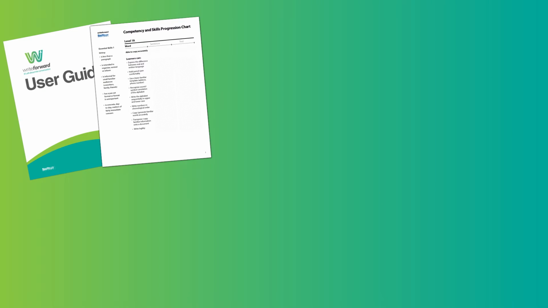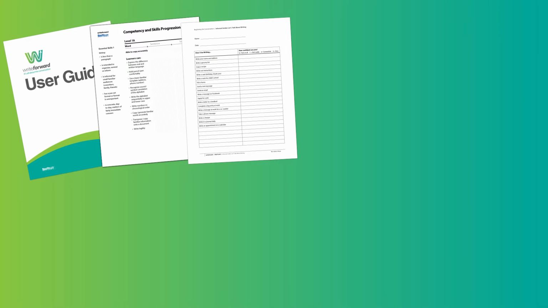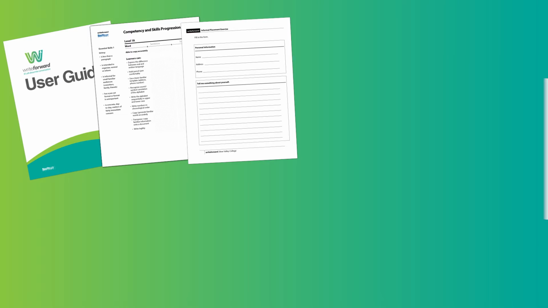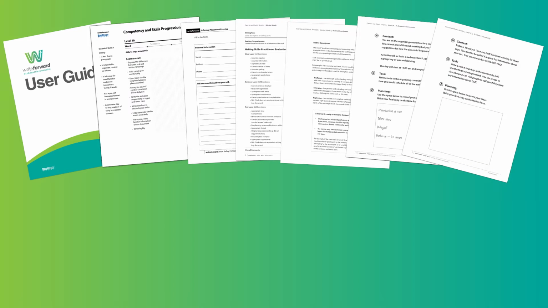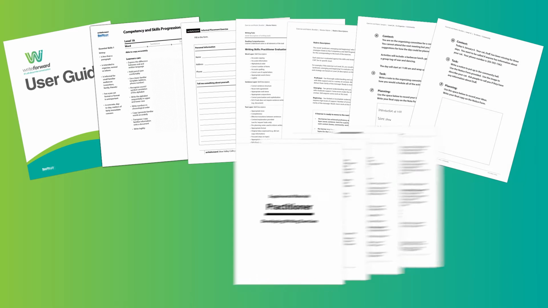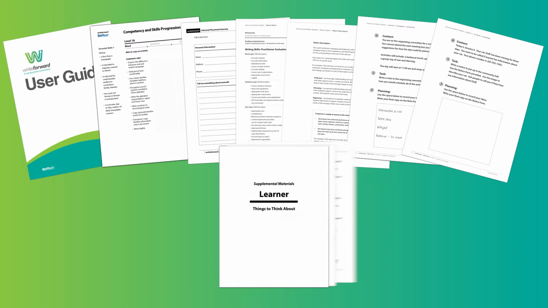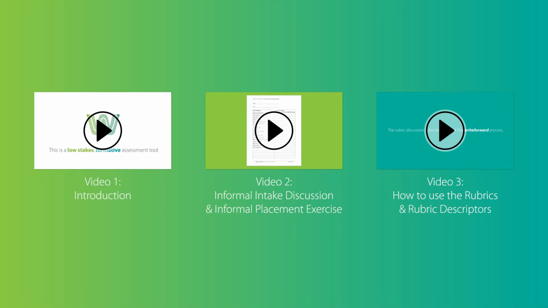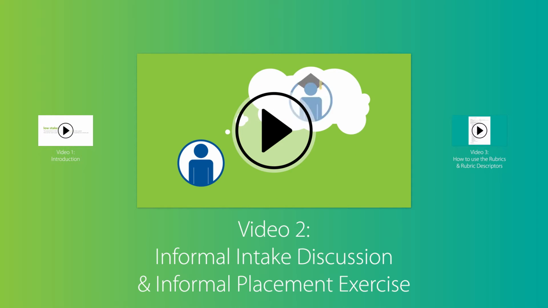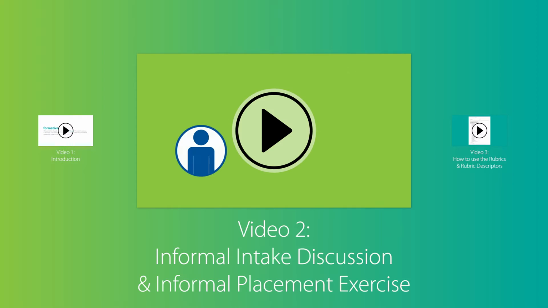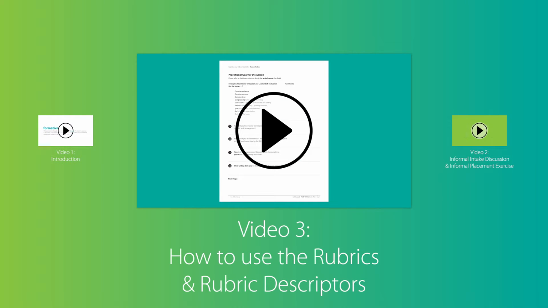Write Forward has 7 main parts: the user guide, the competency and skill progression chart, informal intake discussion and informal placement exercise, master rubric and rubric descriptors, exercise and rubric samples, the Write Forward exercise and rubric booklets, and the practitioner and learner supplemental materials. There are 3 short videos. This one, for example, introduces you to Write Forward. There is another to walk you through the informal intake discussion, Let's Talk About Writing, and the informal placement exercise. The third is to explain how to use the Write Forward rubrics and how to have that very important feedback discussion with the learner.